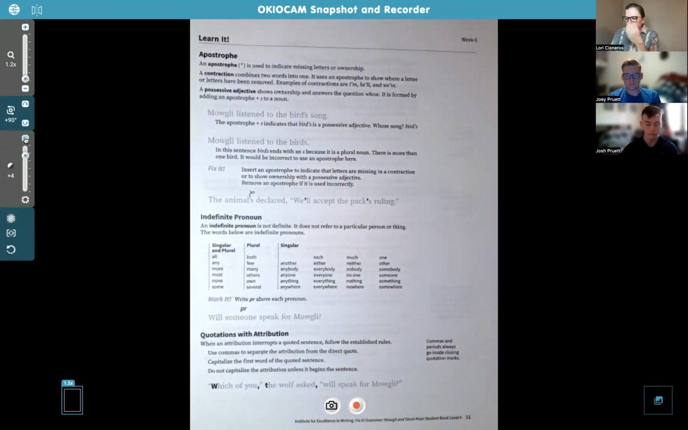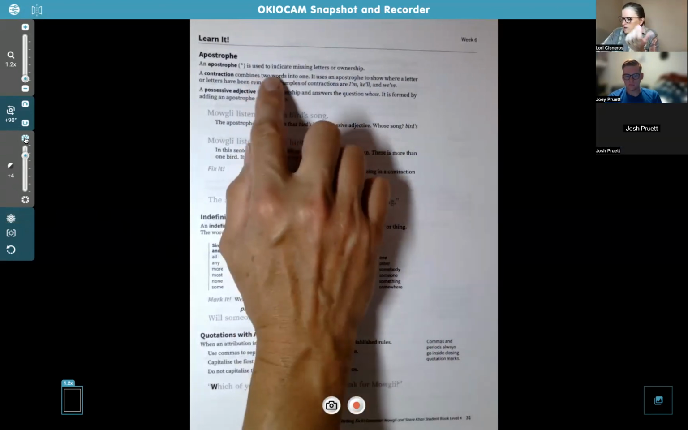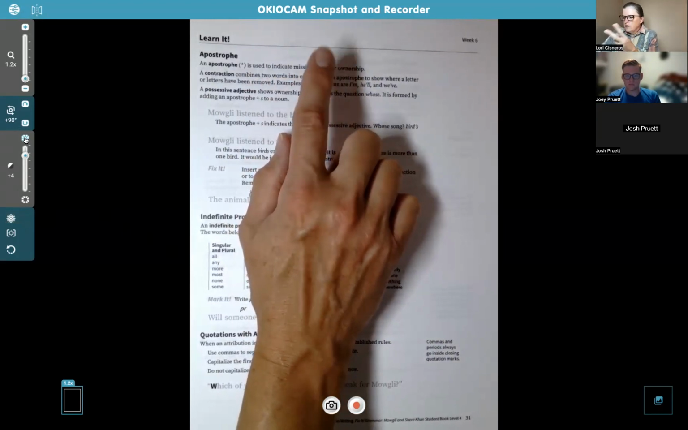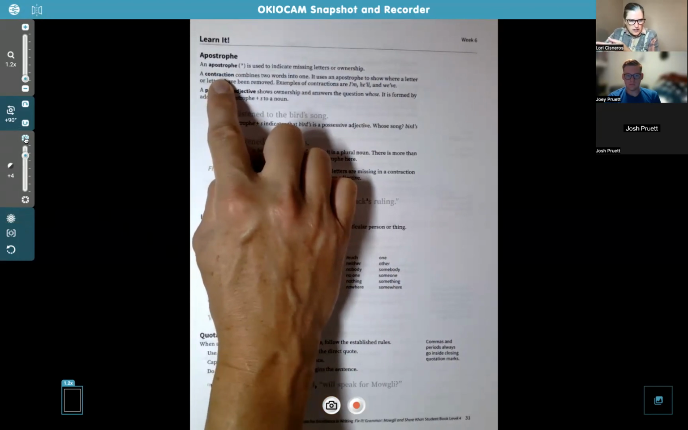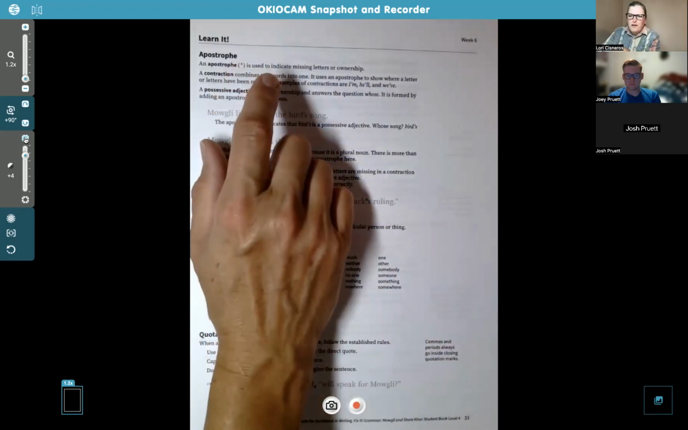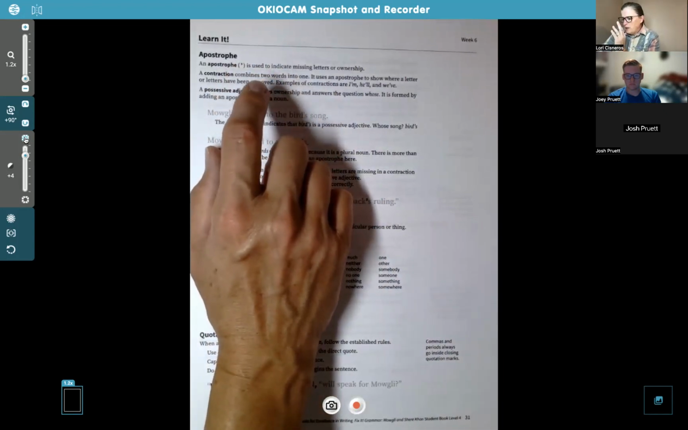You already know what apostrophes are. You use them all the time. This is just identifying what they're used for, a couple of reasons. If it's missing a letter, it's showing ownership. Those are the two different ways. So obviously a contraction is when you combine two words and you take out a letter and put an apostrophe in there. You guys learned that probably in first grade. So I know it's been a while.